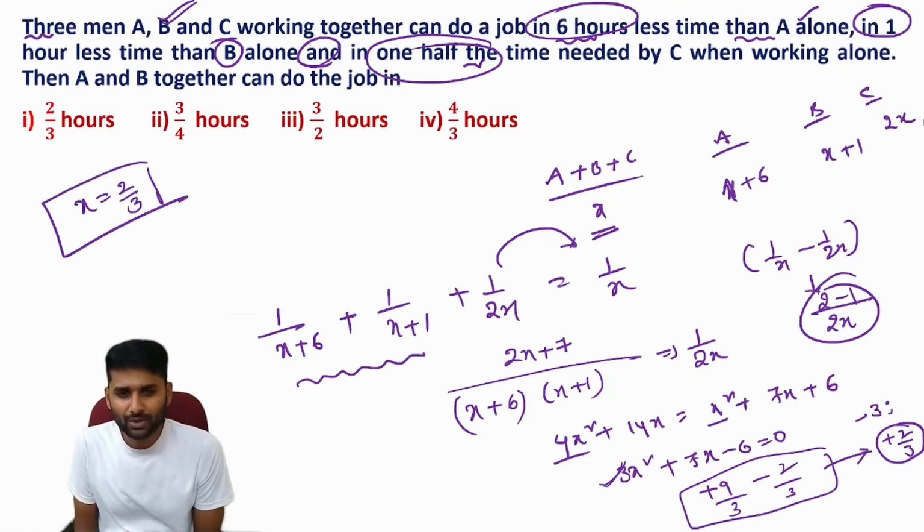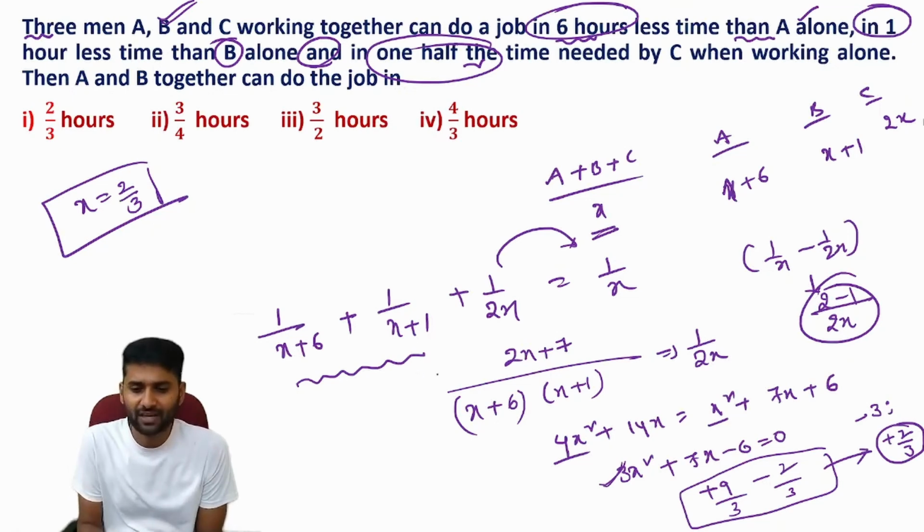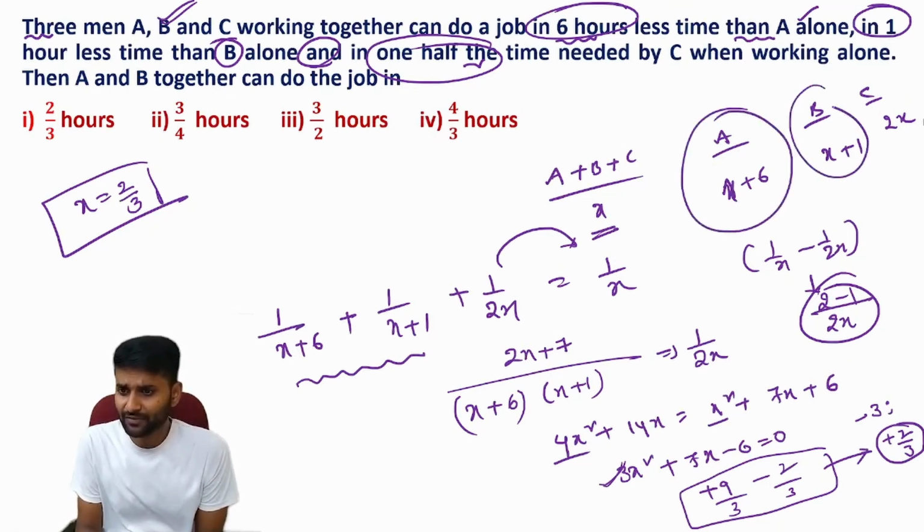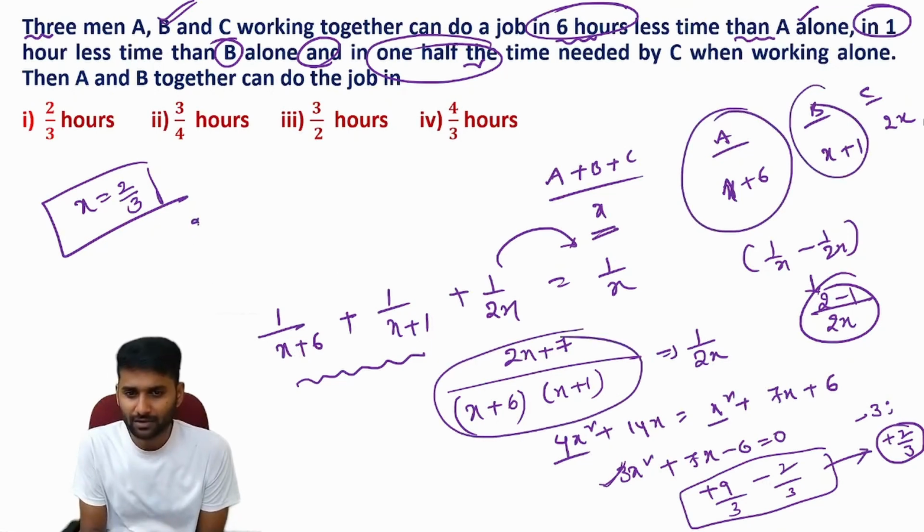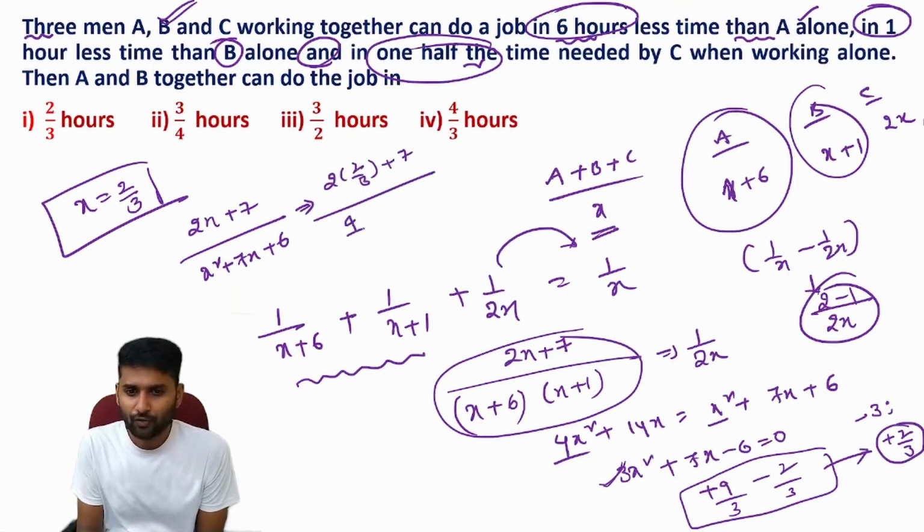Another question. If A and B together can do the job, in how many days? If A and B together, it takes how much time? Now see, let's go through the information here. This is the total work: 2x plus 7 divided by, you will get the denominator x square plus 7x plus 6. Just replace here x value by 2 by 3. 2 into 2 by 3 plus 7 divided by 4 by 9 plus 14 by 3 plus 6. So these are the values.